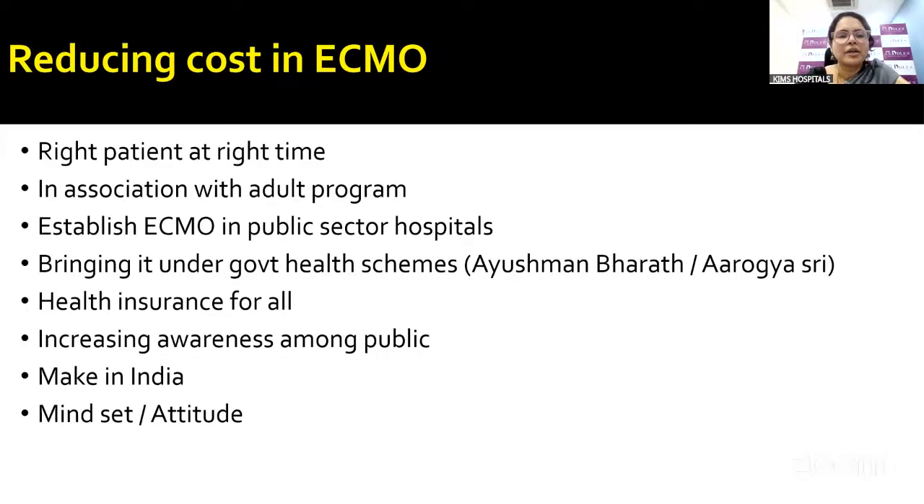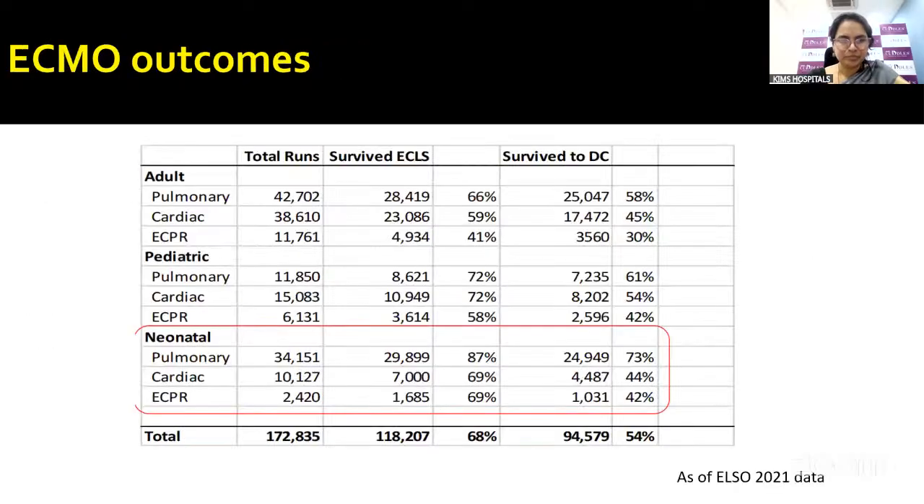Reducing cost is an important consideration while performing ECMO in setups such as ours, wherein one needs to think of some strategies like trying to be associated with an adult ECMO program. Establishing ECMO in public sector hospitals can significantly bring down the cost for patients in need. But of course, this requires a lot of close knitted team coordination. Bringing it under government health schemes like Ayushman Bharat and Arogyashri could be the way forward. And of course, motivating patients to go for health insurance is something that can be time saving.